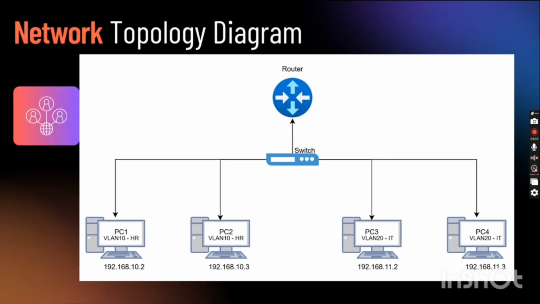So we have a network topology like this. Here is our network setup. We have one switch, one router, and four PCs. PC 1 and 2 belong to VLAN 10, and PC 3 and 4 belong to VLAN 20. The switch connects to the router through a trunk link.